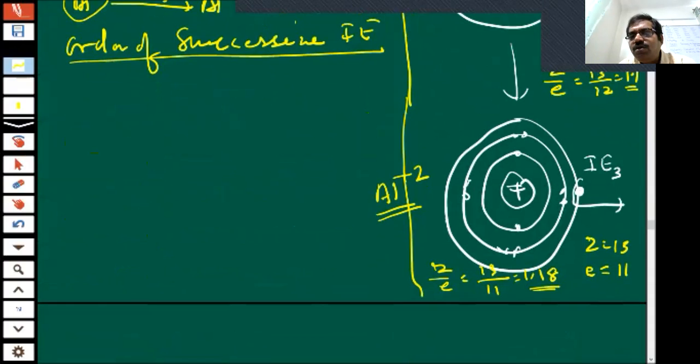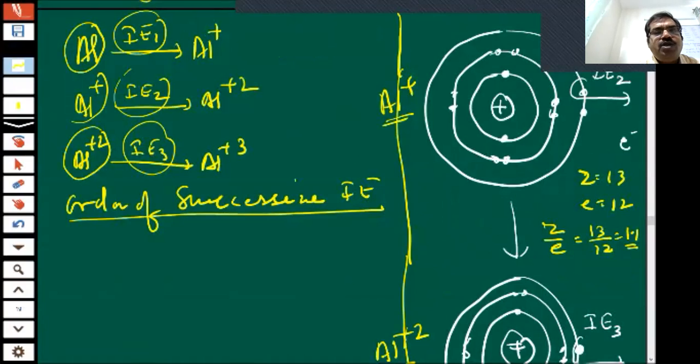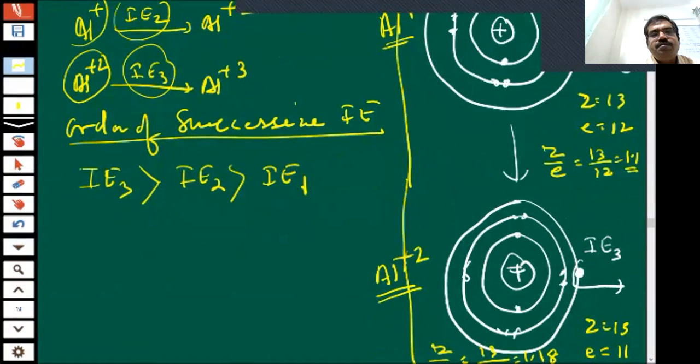Okay, so if we want to write the order according to the energy, tell me which will be the highest and which will be the lowest. Al plus 3. IE3 will be highest, then IE2 and IE1. Did you understand?